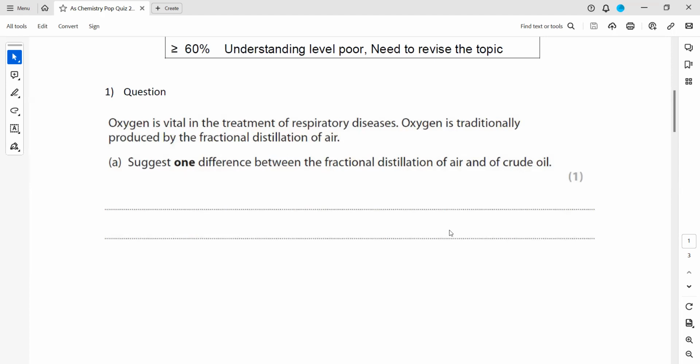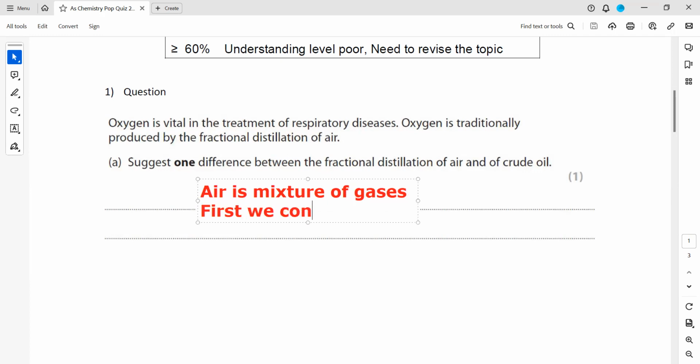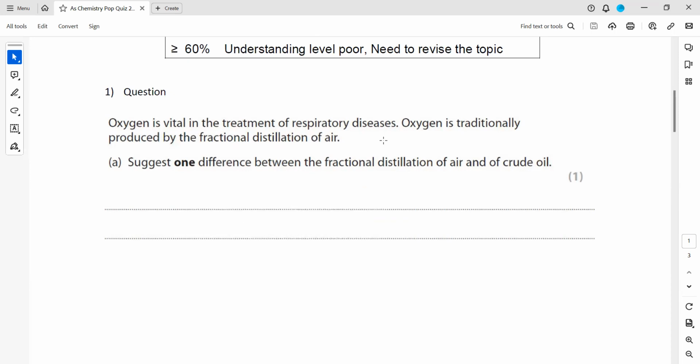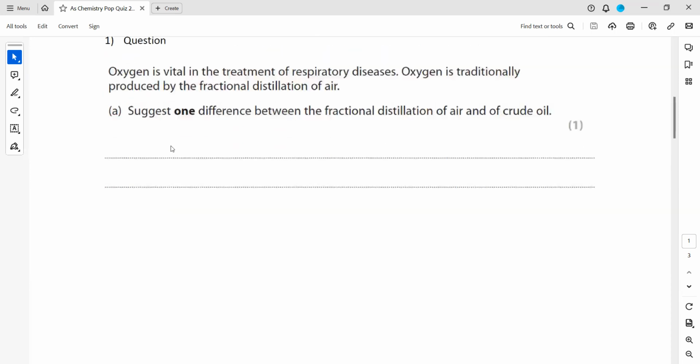Basically, air is a gas, or rather a mixture of gases. So first we cool down the air and convert it into a liquid, and then we carry out a fractional distillation. That's the main difference. But crude oil is already a liquid, so directly we do a fractional distillation.